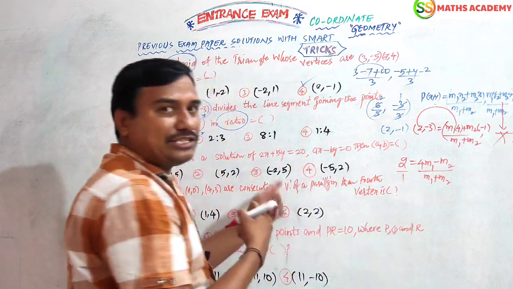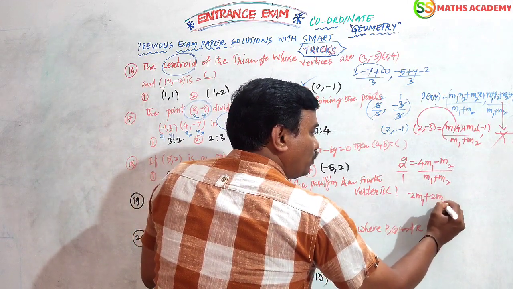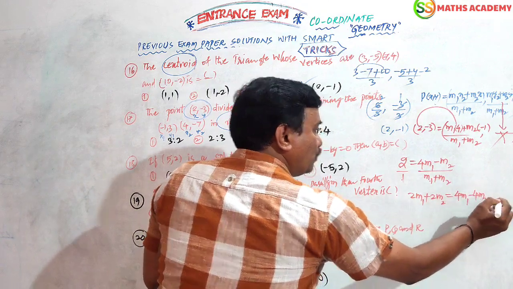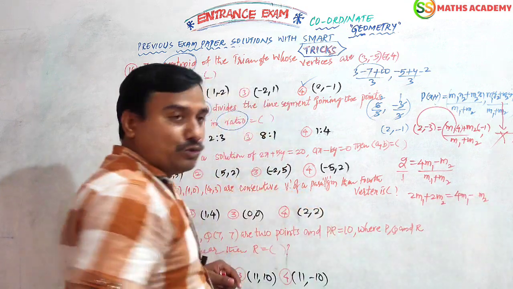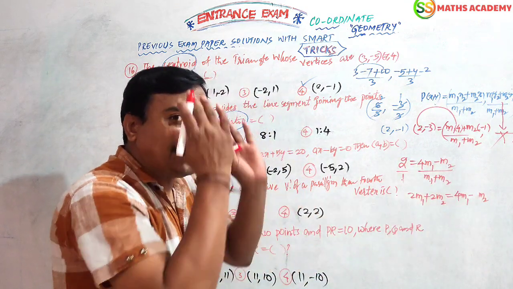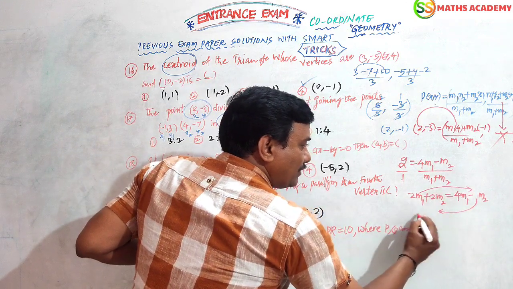Children, do the cross multiplication quickly. 2 into M1, 2M1; 2 into M2, 2M2; that equals 1 into 4M1, 4M1; 1 into M2, M2. Separate the like terms.